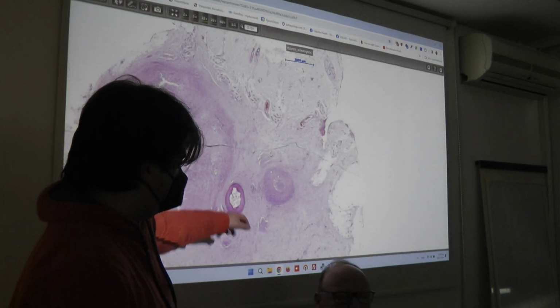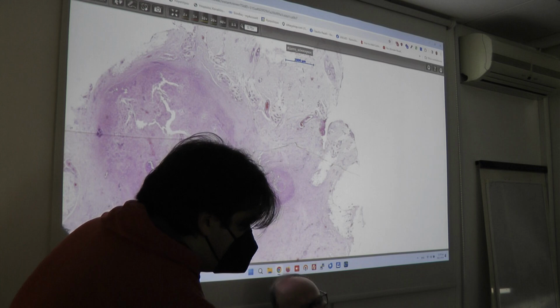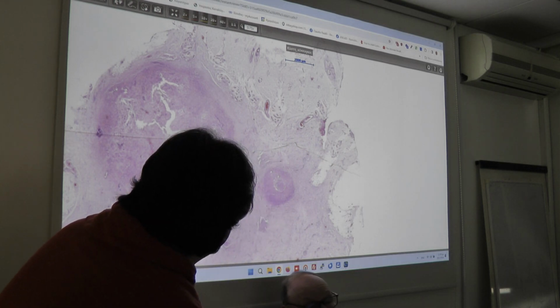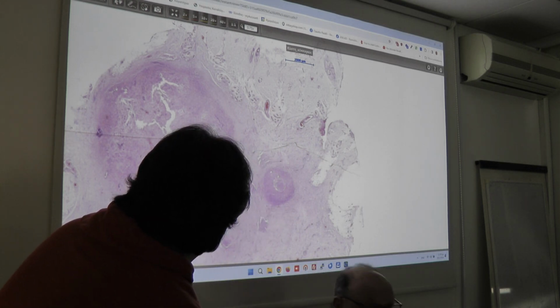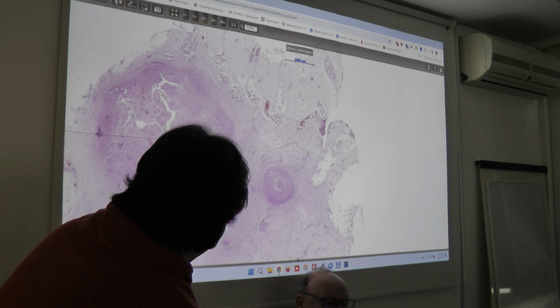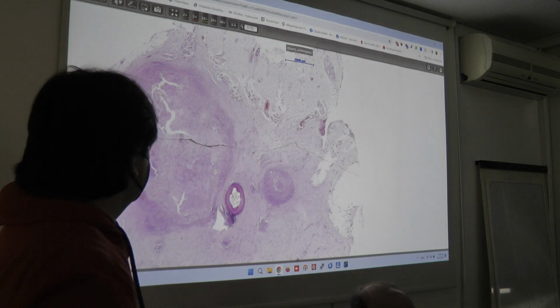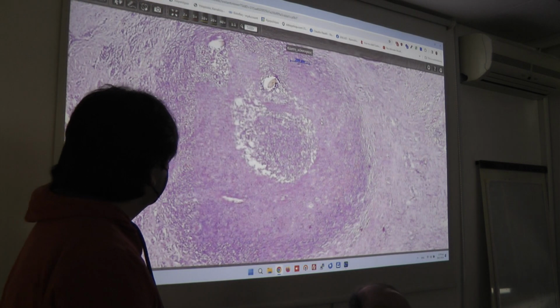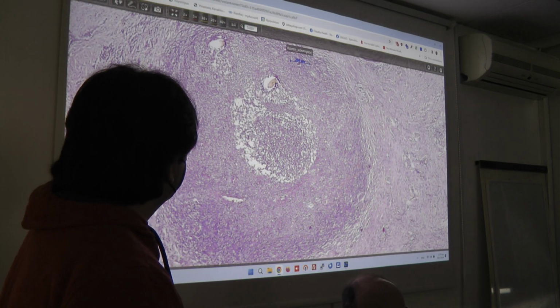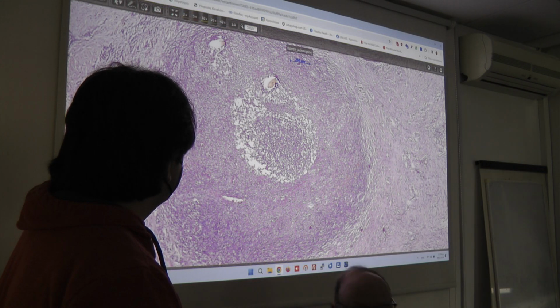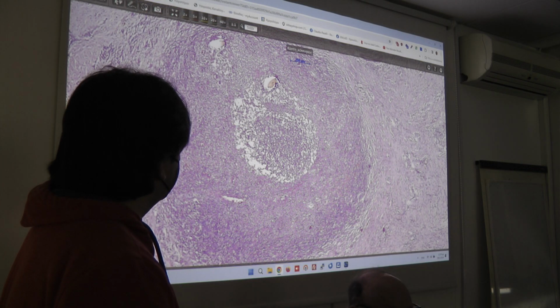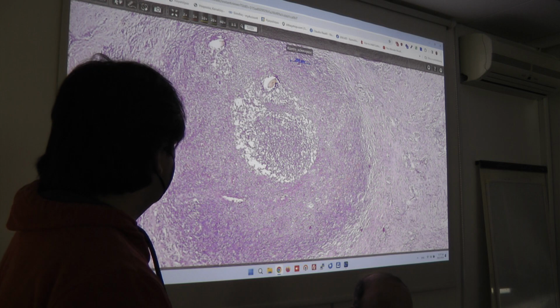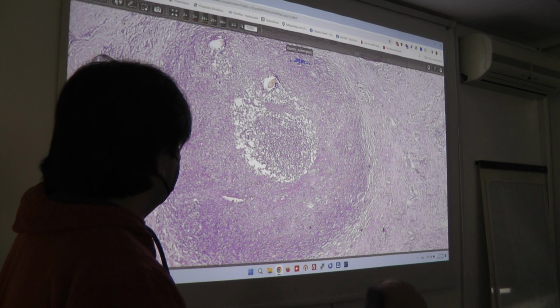Other areas which are more darkly stained. Here. Let me see. This one, yes, and another one, a bigger one, right over here. So let's have a look here. What are these areas here? Now have a look. There are all these dark dots, you see? However, their configuration is round, circular.